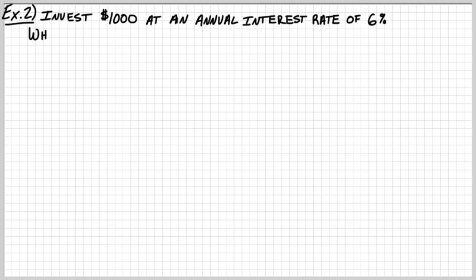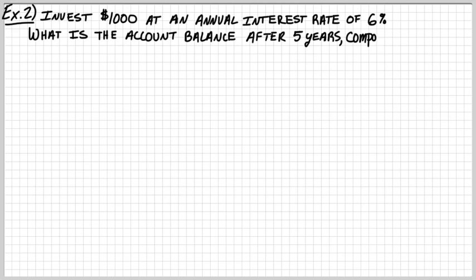Okay, example 2. Similar setup. You invest $1,000 at an annual interest rate of 6% this time. What's the account balance after 5 years? And this time, I want it compounded monthly. So this one, if you follow the last one pretty well, this one should actually be pretty easy. We can go ahead and throw it in the formula.